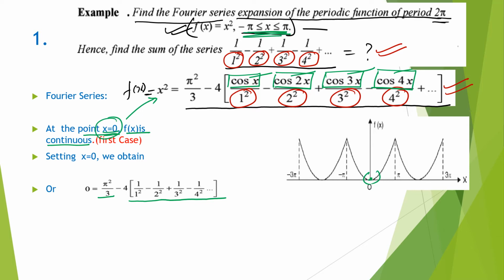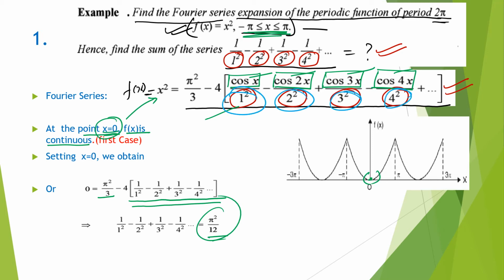As per the question, we evaluate the value of this. This term will be on the left side and the remaining terms we take to the right side, and this will be pi square by 12. This is the required answer for the given problem. We just check the terms which are common in the Fourier series and in the given infinite series which we have to evaluate.